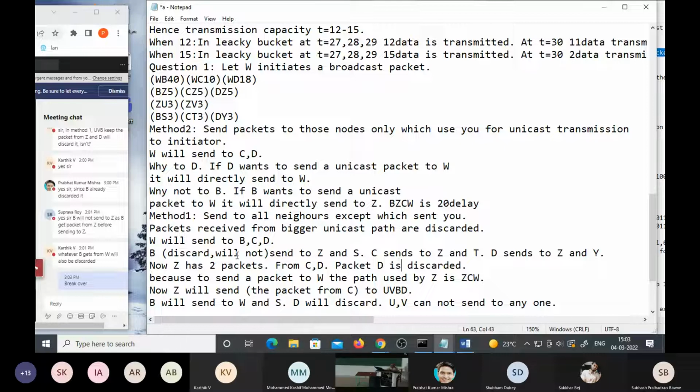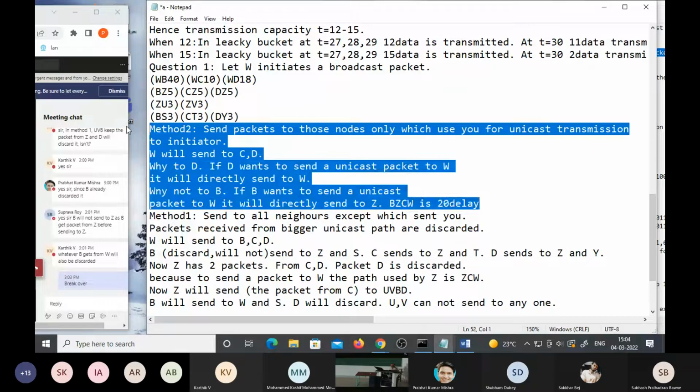Why B will discard the direct packet from W? The reason being, B will not use W to send directly a packet. B will send its packet via Z to W. Is this all right to you? So during the break, some correction was made by some student. You can see this correction and tell me your doubts. If you want, I can repeat method 1 once more.